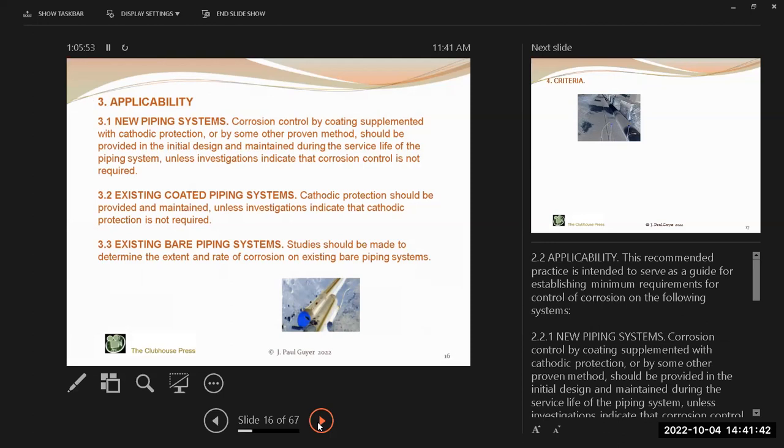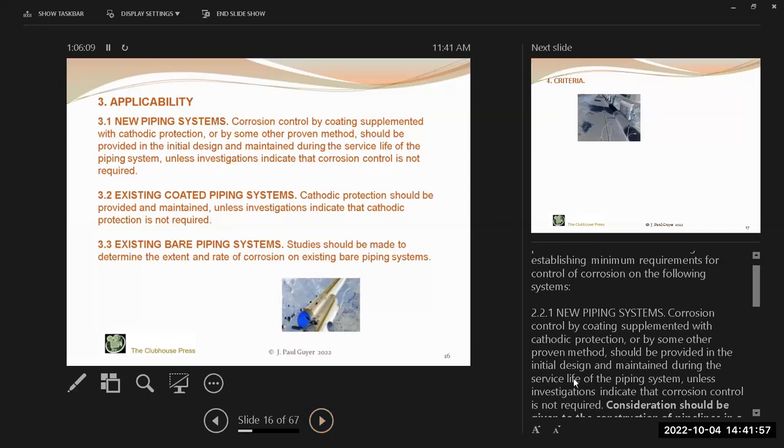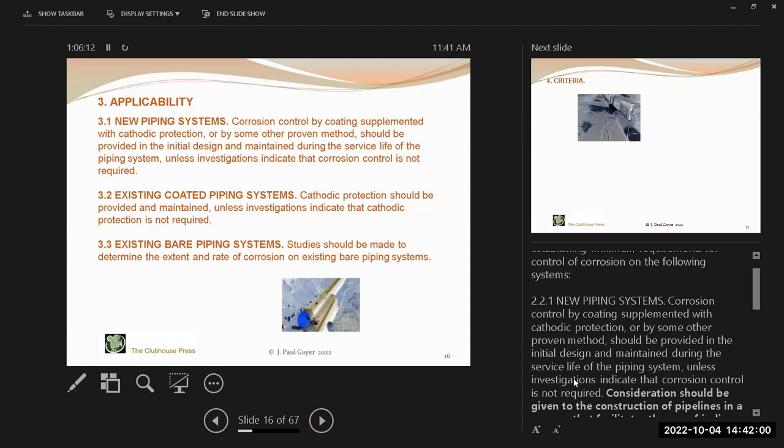The recommended practice is to serve as a guide for establishing minimum requirements for control of corrosion on the following types of systems. First of all, new piping systems. Corrosion control by coating supplemented with cathodic protection or by some other proven method, which there really isn't any, should be provided in the initial design and maintained during the service life of the piping system. In other words, the corrosion protection system needs to be part of the original design.